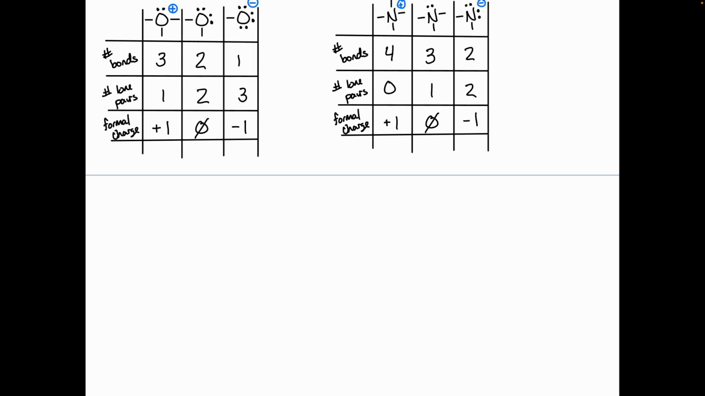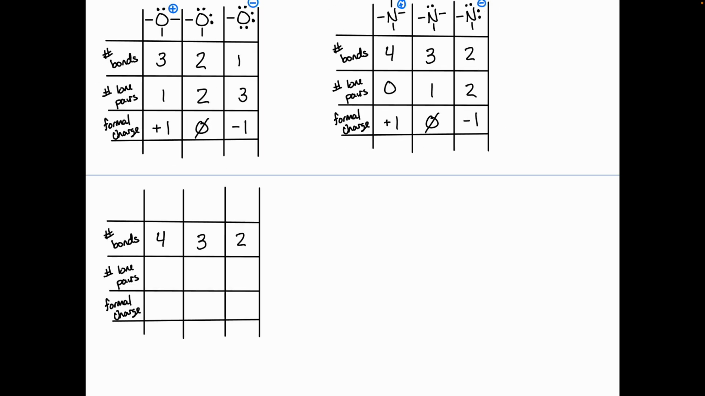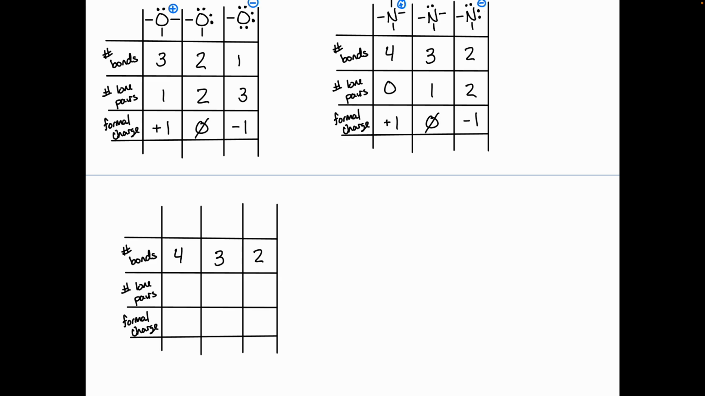All right, so we've got two more to go here, two more little cheat sheets to make. One we need to do for our halogens, and then the other we need to do for the star of the show, carbon.